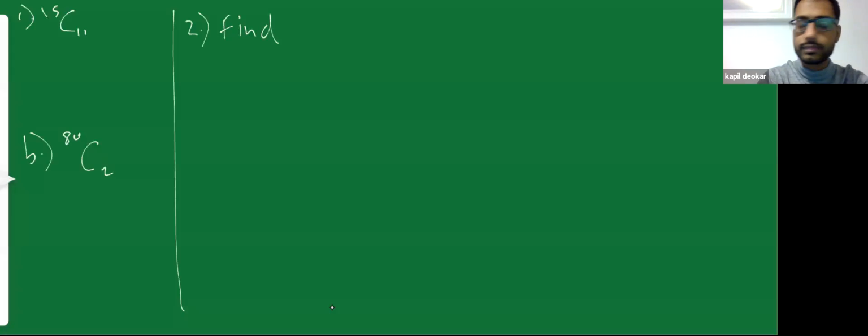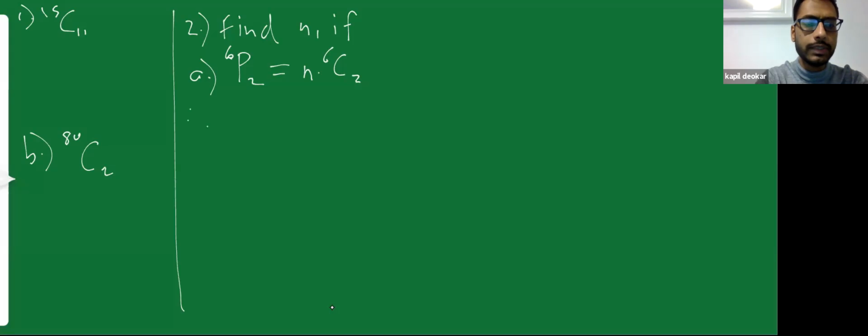You have to find the value of n if 6P2 is equal to n into 6C2. Okay, so how can we solve this question? Left hand side, 6P2, apply the formula. The nPr formula is n factorial upon (n minus r) factorial. So 6 factorial upon (6 minus 2) factorial. 6 minus 2 is 4, which is equal to n into the 6C2 formula.